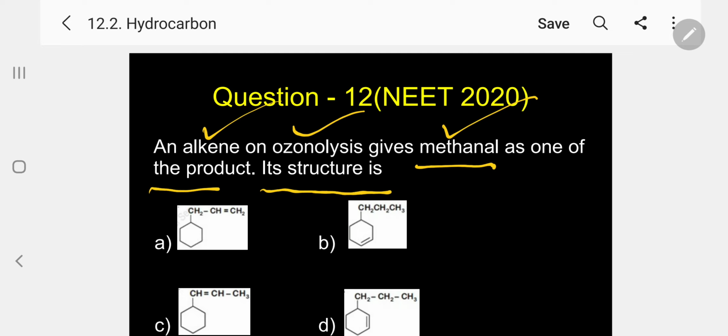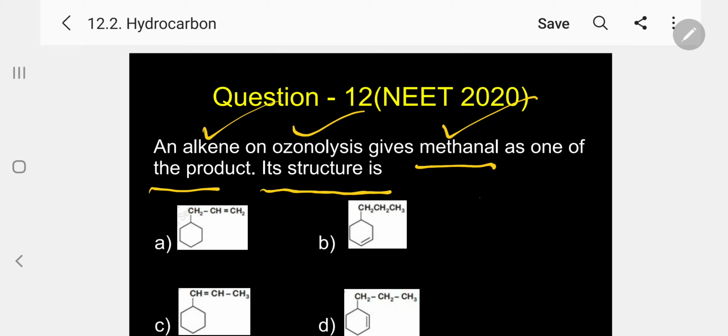So what is the trick here? I have already explained it in the previous question. An alkene can be converted into aldehyde and ketone by ozonolysis. So I can predict both the alkene as well as the product. If I know the alkene, I can identify the structure. If you know the aldehyde and ketone, I can identify the alkene. That is the trick behind it.